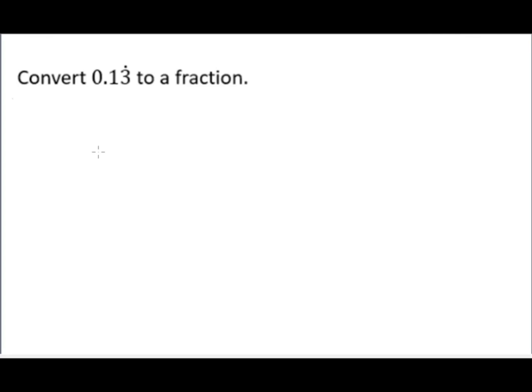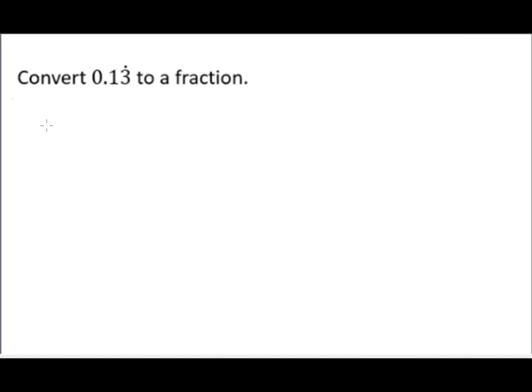Now today we're going to look at how to convert recurring decimals to fractions. So let's look at this question. Here we have convert 0.13, and as you can see the 3 is recurring, and we are supposed to convert it to a fraction. So let's go ahead and do that right here.